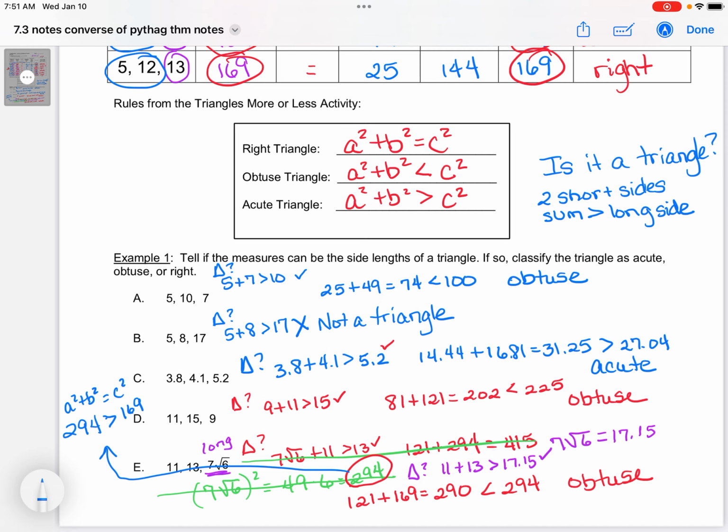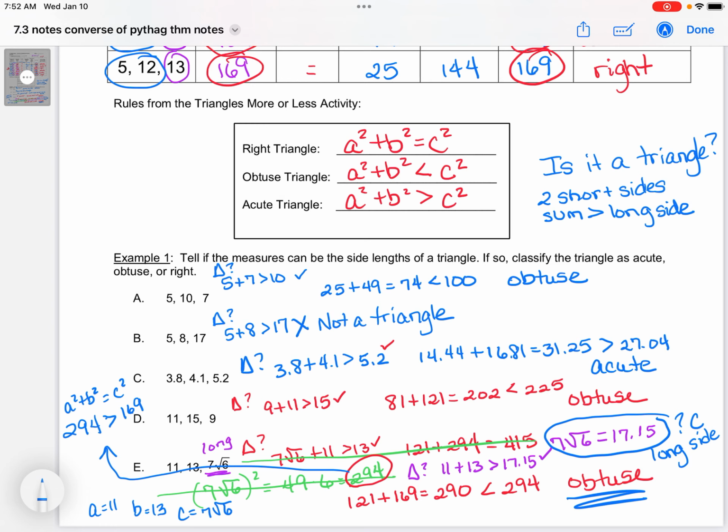So then I went and did this and said, oh, if that's 17.15, that's the long side. So that's C. So then I had to go back through and do A was 11, B was 13, and C was 7 times the square root of 6. And yes, I just put 7 times the square root of 6 in the calculator to find out that it was the longest side. So it is obtuse, but 7 times the square root of 6 is the longest side.